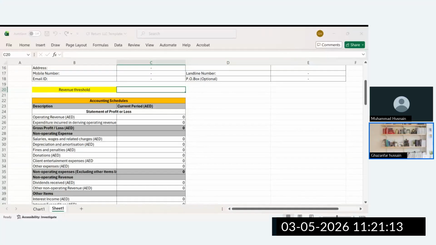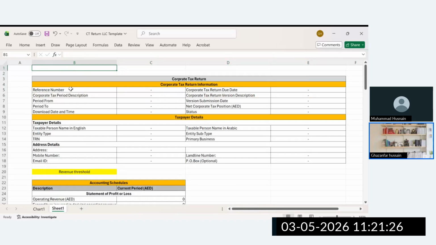Recording has been resumed. We are discussing the corporate tax return filing, and one of the figures that we need for corporate tax filing purposes is the revenue threshold, and we have the audited financial statement. From there, we will pick the figures and calculate the revenue threshold. I appreciate all the participants working on that and sharing the revenue threshold with me.